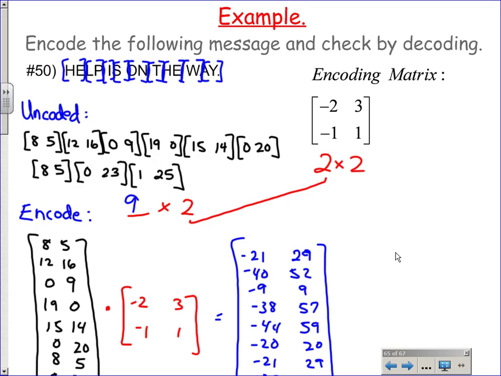Do you see how I've broken up this message into pairs of 2? "Help is on the way." Using the spaces as well. I broke it up in 2s because my encoding matrix, whose determinant can't be 0, by the way. If its determinant is 0, there's no inverse, there is no undoing, there is no going back. If you send a message that's encoded, you probably want the person getting it to be able to decode it. So, an encoding matrix, a 2 by 2, split up into 2s.